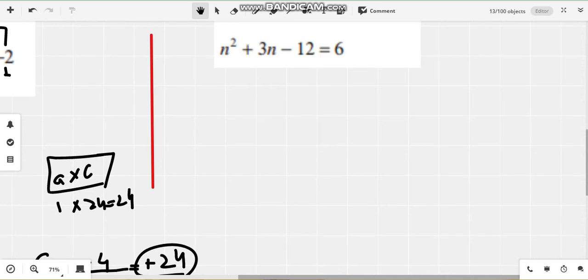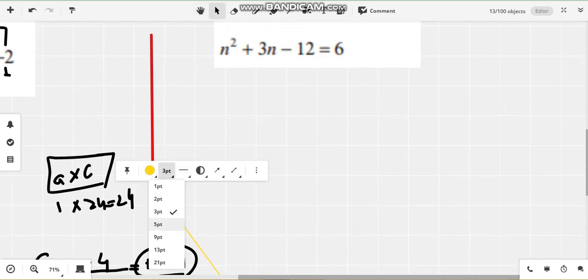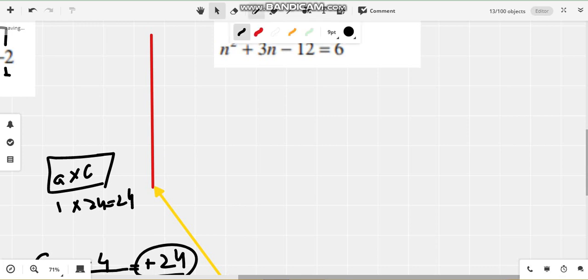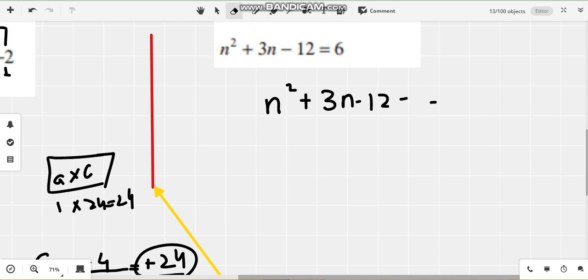Alright, now let's move on to the third example. n square plus 3n minus 12. Now again same thing here. In this equation, the terms are here, so we will first rearrange it. 3n minus 12 minus 6, because when you move the 6 to the left side, that becomes negative 6. So minus 6 equals to 0.